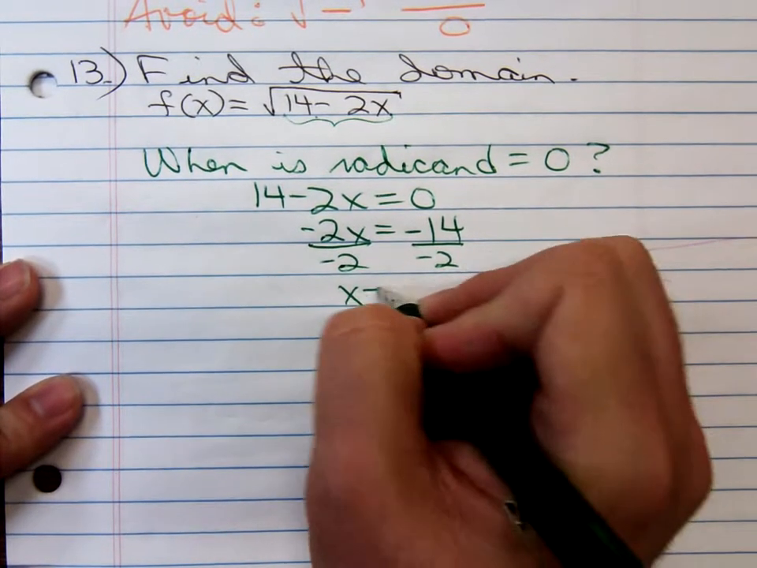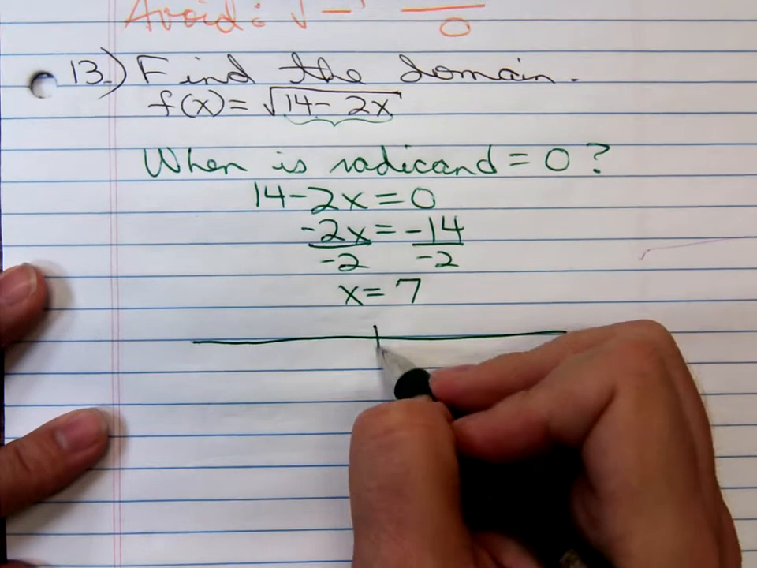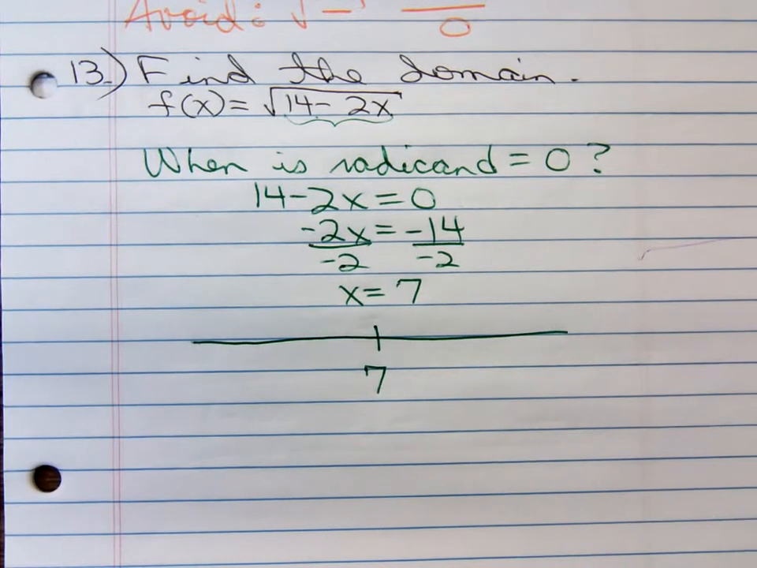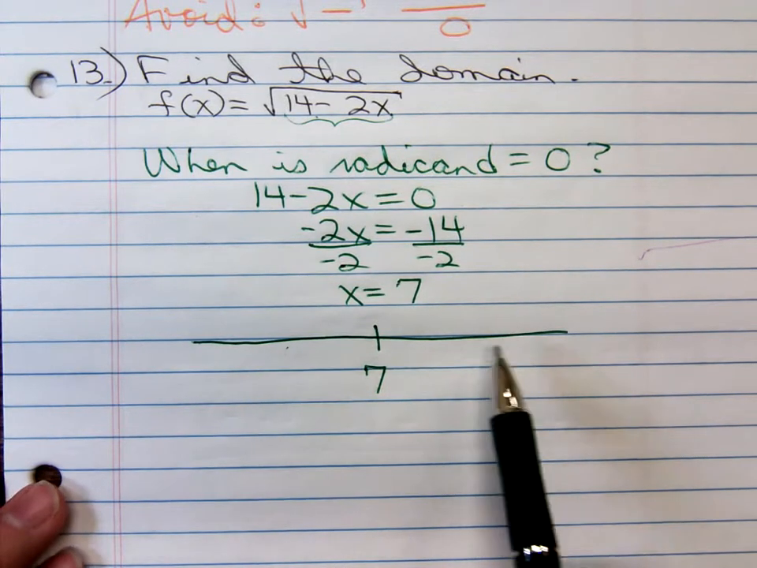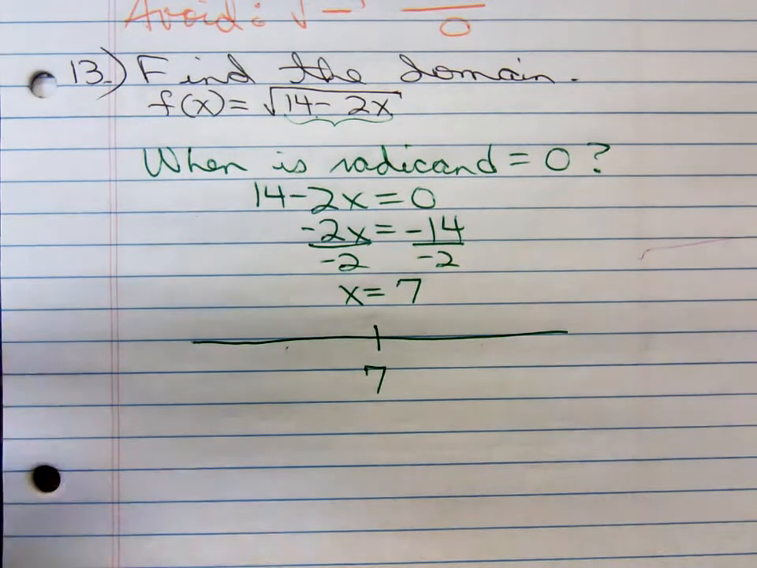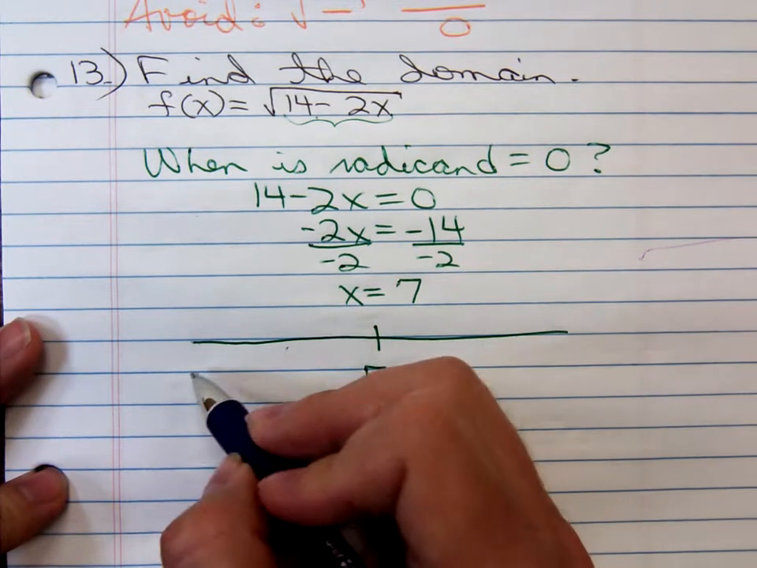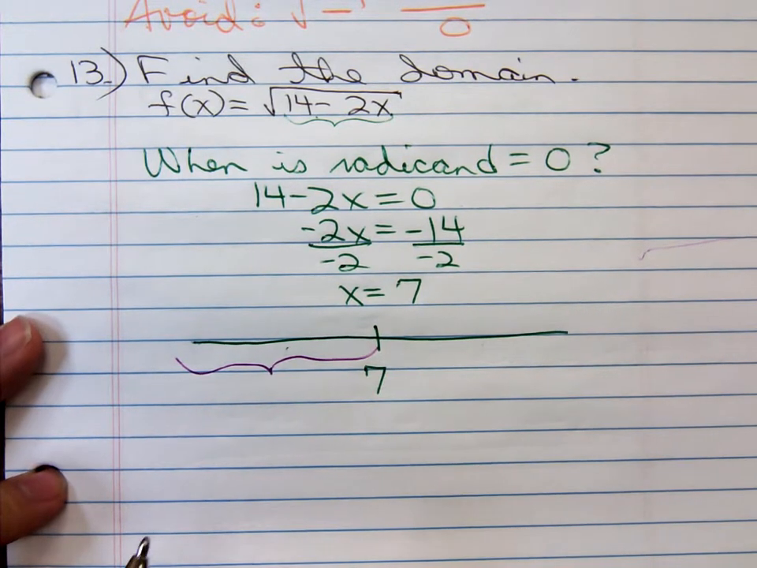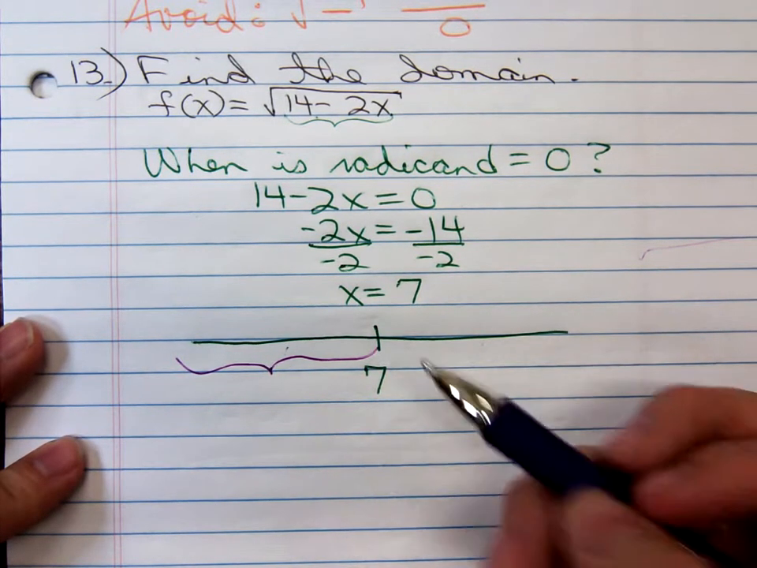So then I draw myself a number line. There's my number line, and I'm looking at 7. I expect one side of 7 to produce imaginary numbers. Either it'll be the left side or it's going to be the right side, but we don't know which one. We have to figure that out. So what I'm going to do, choose a number to the left of 7. Give me a number that's smaller than 7. Okay, you could use 3. You could use negative 4 if you want to. Any number less than 7. So I'm going to test 0.